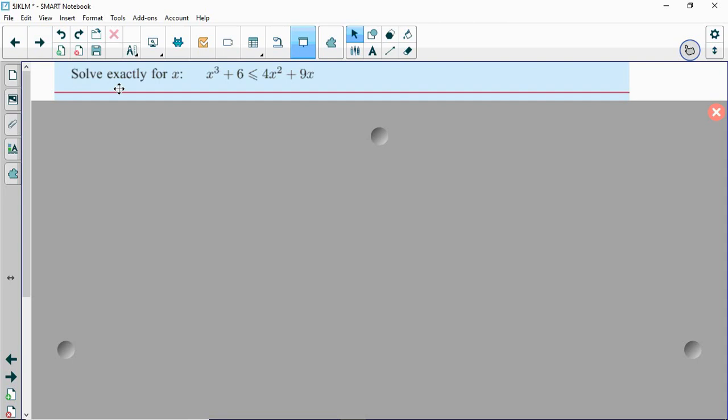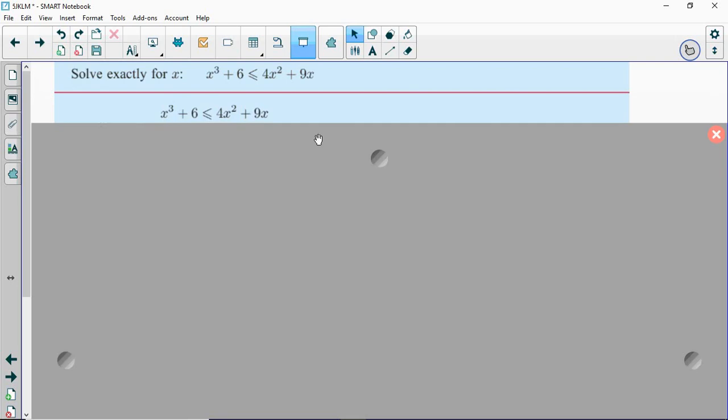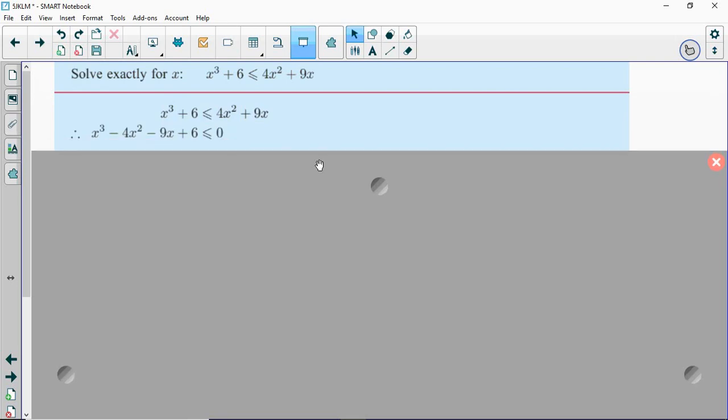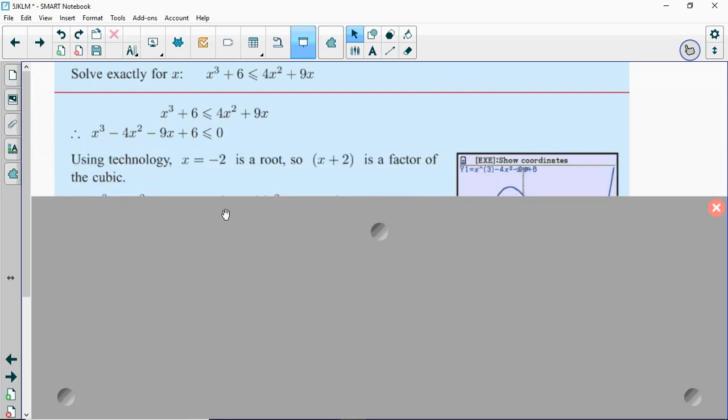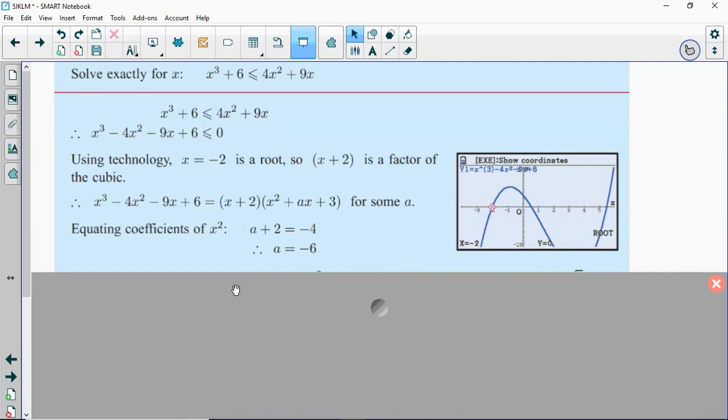So here's an inequality. Notice it does say solve exactly, so we're expected probably not to use technology for this, or at least we're not going to use technology just to get some decimals, although you'll see we actually are going to have to use the cheating method we just saw. So we bring everything over to one side, and we need to find the factors of this, which we don't know how to do, so we graph just that function, and then we find, oh, you know what? It has -2 as a root.